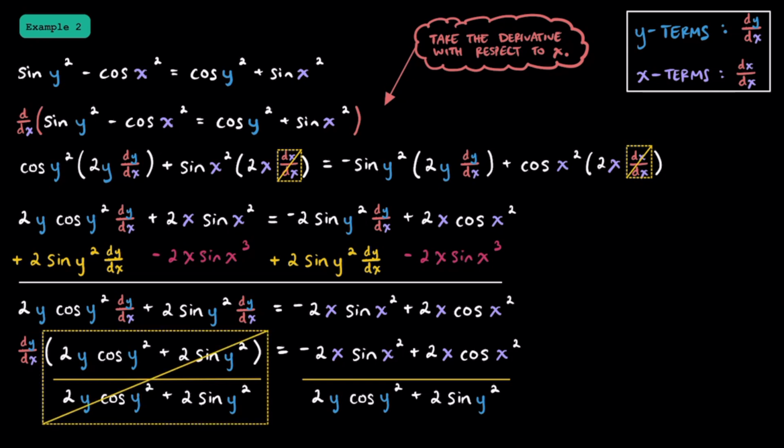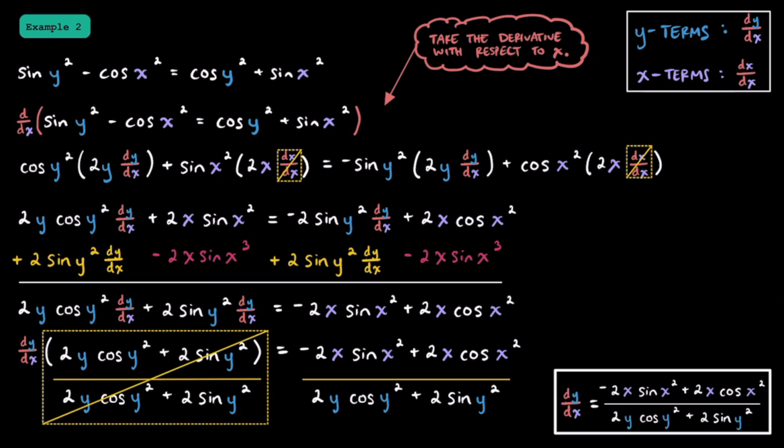On the left side, this will just simplify down to 1, and we can write dy/dx, or the derivative, is equal to negative 2x times sine of x squared plus 2x times cosine of x squared over 2y times cosine of y squared plus 2 times sine of y squared. This is our derivative using implicit differentiation.